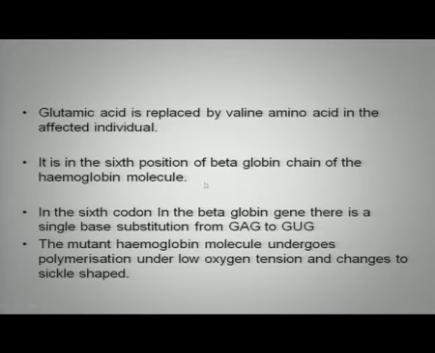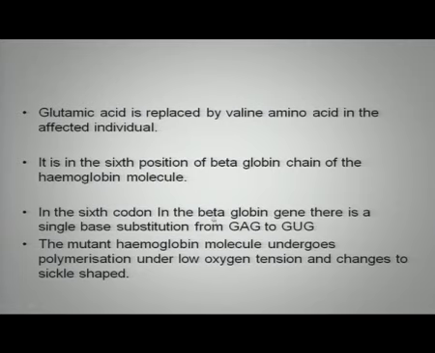Hemoglobin molecule, the globin chain contains alpha and beta, 2 alpha chains and 2 beta chains. So, in the beta chain on the 6th position, the glutamic acid is replaced by valine amino acid. That means again the codon is the 6th codon, because one codon will code for one amino acid. In the 6th codon, in the beta globin gene, there is a single base substitution.